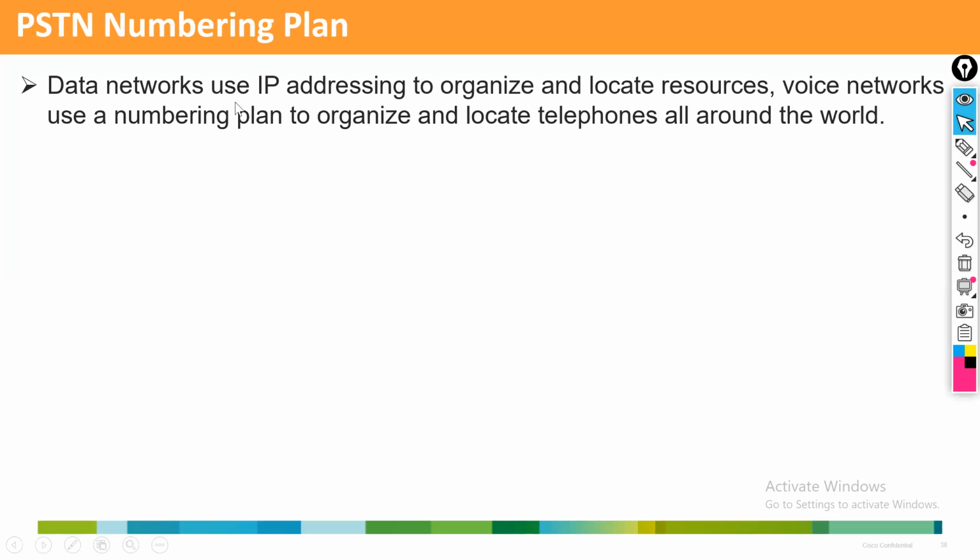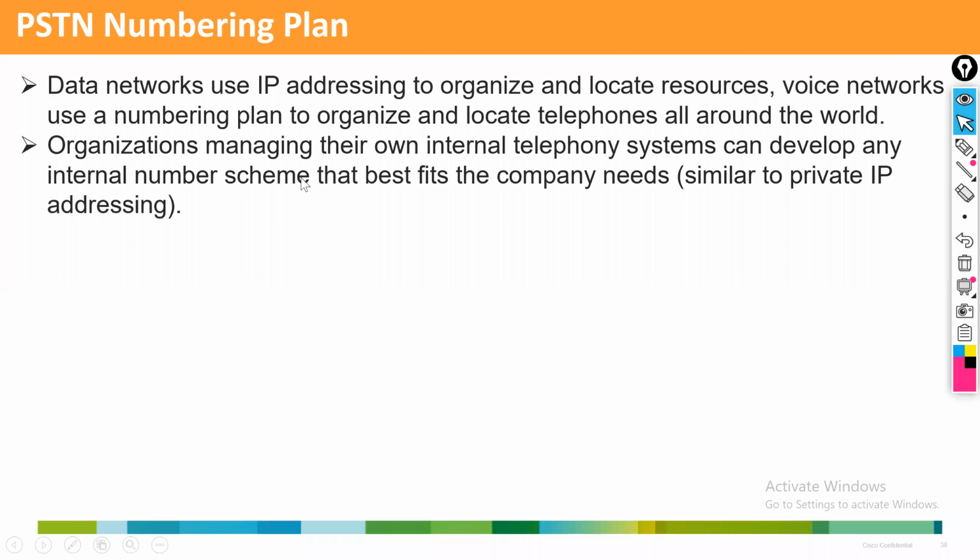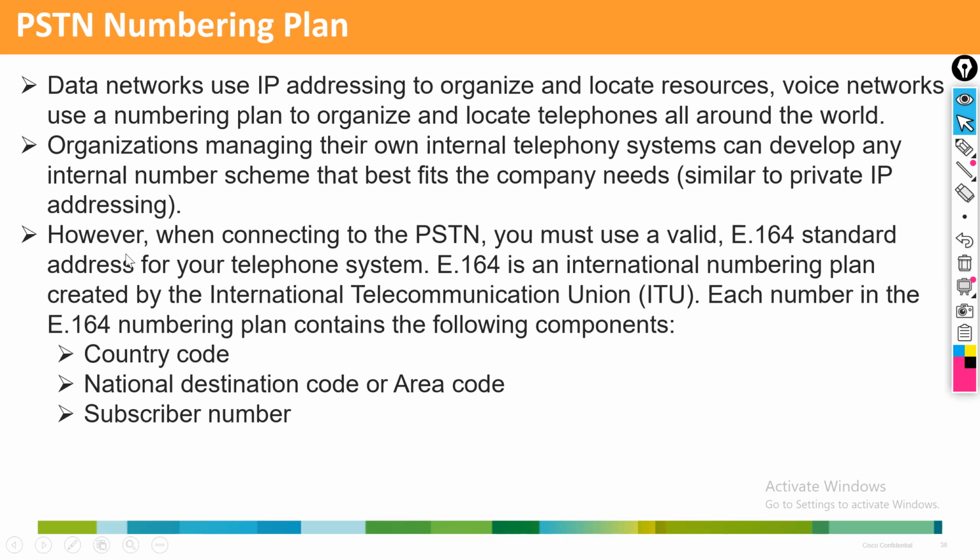Okay. Data network, the same thing. If you remember the private network and public network, it's the same thing. Again, I'm not explaining this; I'm skipping this point. An organization managing its own internal telephone system can develop any internal number scheme that best fits the company's needs, similar to private IP addresses, right? Internally they can go with 3, 4, 5 digits, whatever number they want, but we use that only for internal communication. However, when connecting to the PSTN, you must have a valid E.164 standard address for your telephone system.